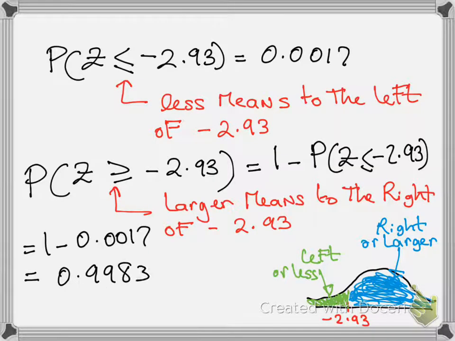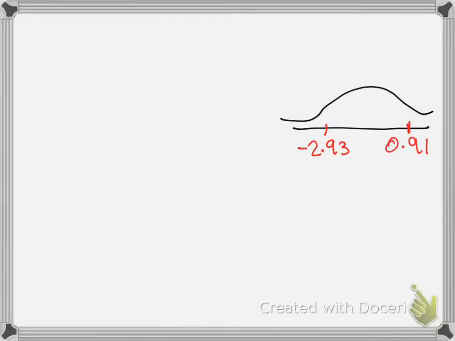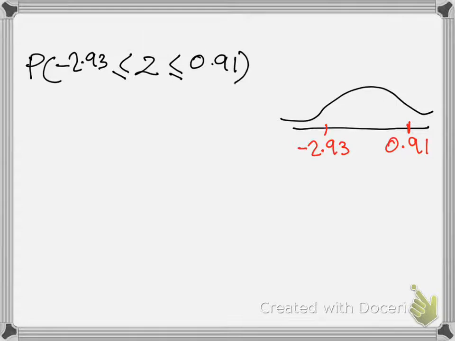Okay. Now, if you want to find the probability between two numbers, so for example, here's again my curve. Let's say here this is negative 2.93, and here let's say 0.91. And the question is, what's the probability that z is between? So it's larger than negative 2.93 and less than 0.91. So that would be this area here.